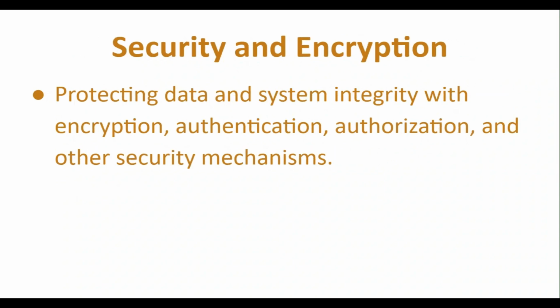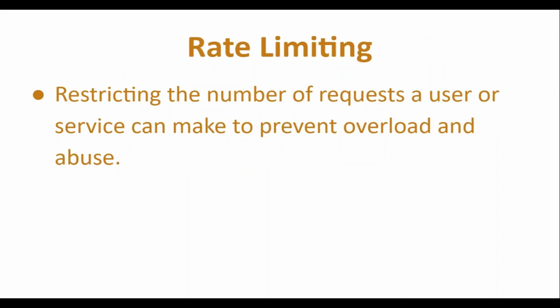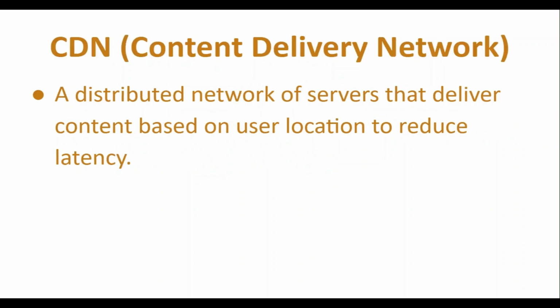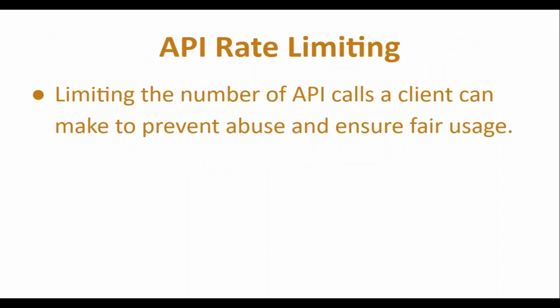Security and encryption, protecting data and system integrity with encryption, authentication, authorization, and other security mechanisms. Rate limiting, restricting the number of requests a user or service can make in a given time period to prevent overload and abuse. CDN, Content Delivery Network, a distributed network of servers that deliver content based on user location to reduce latency. API rate limiting, limiting the number of API calls a client can make to prevent abuse and ensure fair usage.